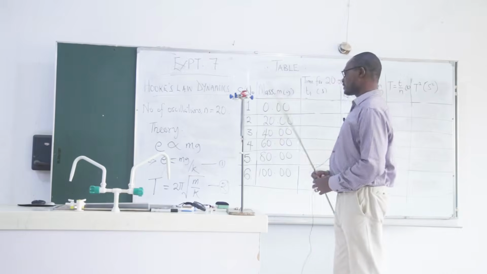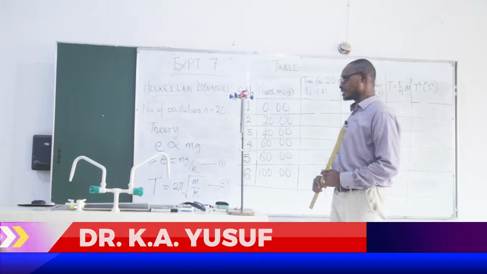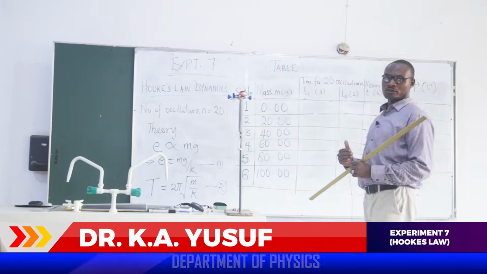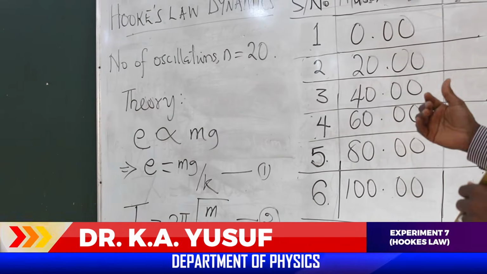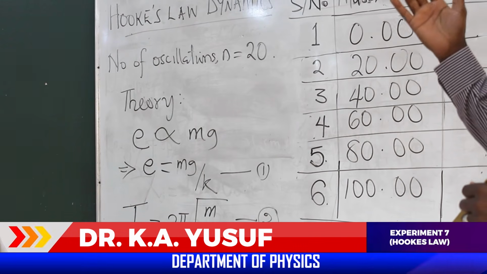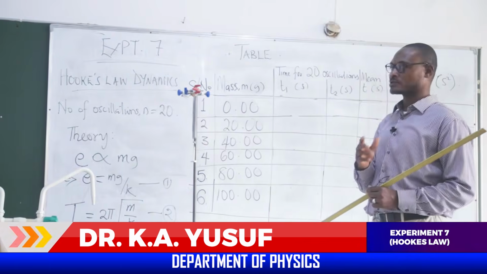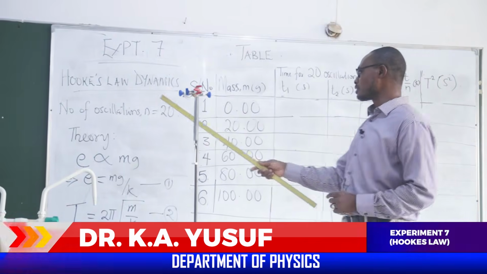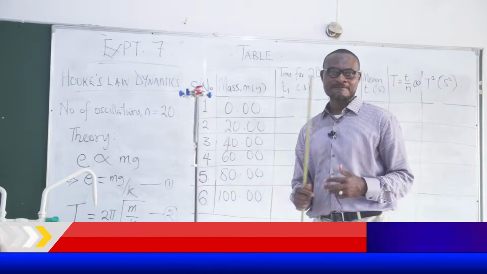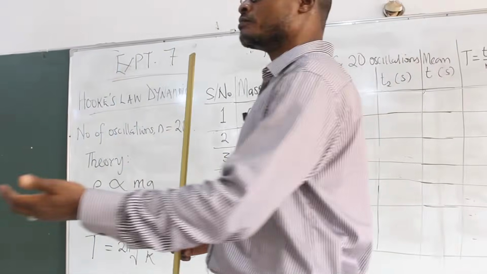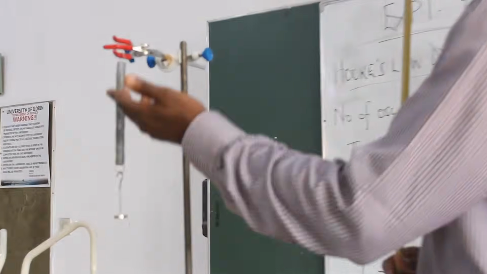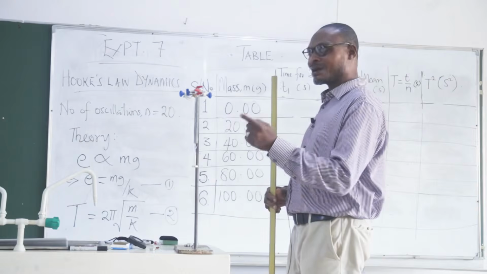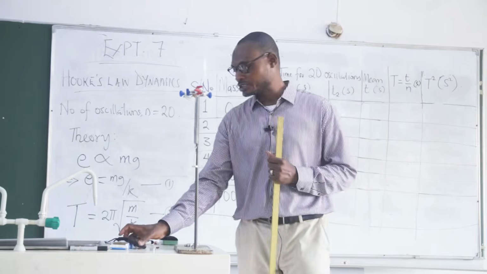From our background of Hooke's law, we said we are going to look at Hooke's law in 2 ways: the statics and the dynamics. The statics is under experiment 6. So experiment 7 is Hooke's law dynamics. What it means is that now we are going to be loading this spring with the provided masses, and we are going to be setting it into oscillation.